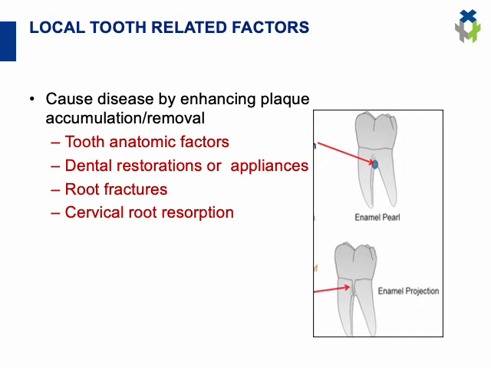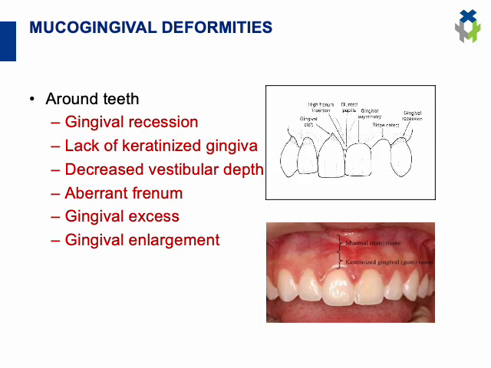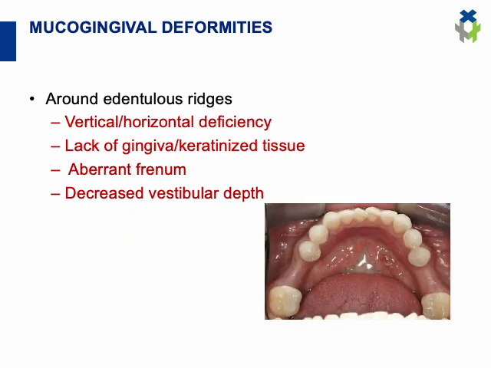Local tooth-related factors cause disease by enhancing plaque accumulation and retention. Example, tooth anatomic factors, dental restoration or appliance, root fracture, cervical root resorption. Mucogingival deformities around teeth such as gingival recession, lack of keratinized gingiva, decreased vestibular depth, aberrant frenum, gingival excess, gingival enlargement. Mucogingival deformities around edentulous ridges, example, vertical horizontal deficiency, lack of gingiva, keratinized tissue, aberrant frenum, decreased vestibular depth.